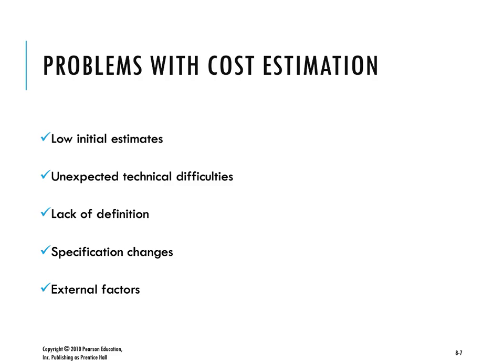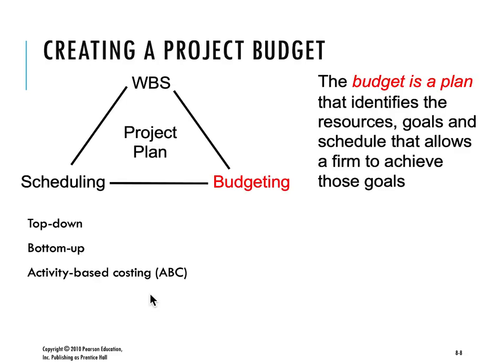In creating a project budget, take a look at here. This is basically the triangle. So we have resources, goal, and schedule that allow a firm to achieve those goals. We have WBS, scheduling, and budgeting.